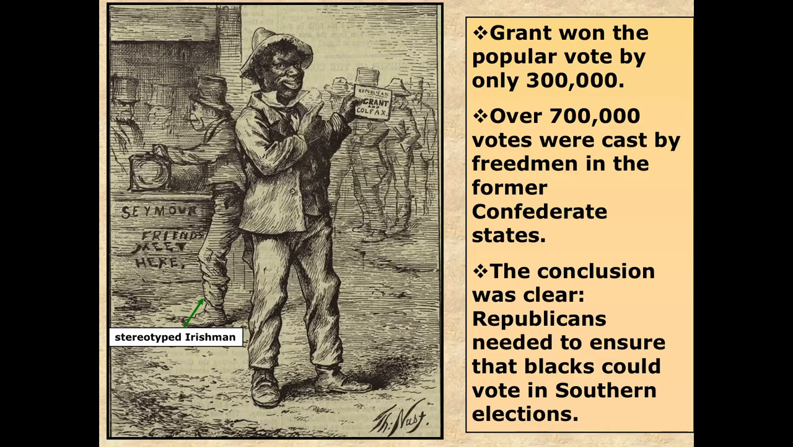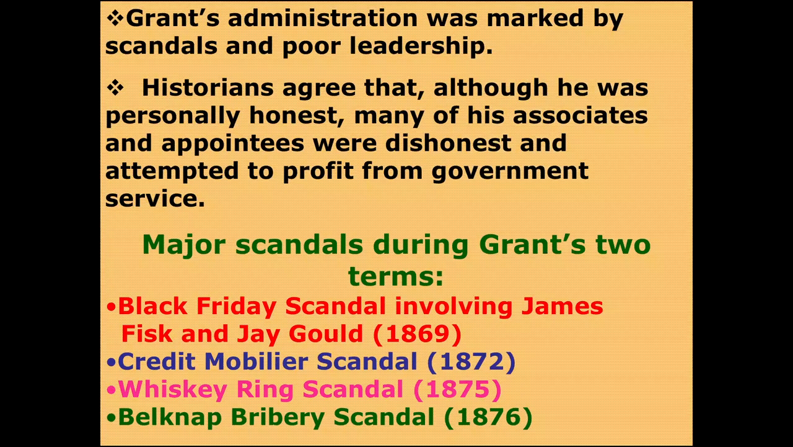So, President Grant's got some scandals going on during his presidency. Like I said, he surrounds himself around shady people. So, yeah, we got the Black Friday scandal involving Jim Fisk and Jay Gould, which we'll talk about during the Gilded Age, as well as the Credit Mobilier scandal, which we'll talk about during the Gilded Age. The Whiskey Ring scandal, which I think involved President Grant's brother-in-law or brother, one of the two, and then the Belknap bribery scandal. So, I mean, yeah. Grant, not a bad guy. His squad, really shady.